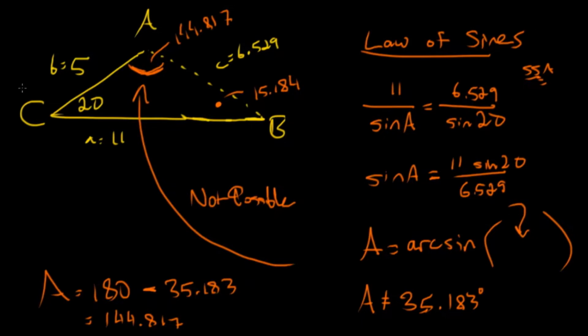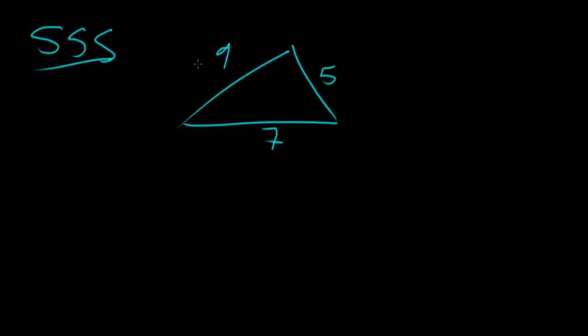And with that, I got one last example for you. It is, if given side, side, side, will the law of cosines work for us? Let's go ahead and say like 9, 7, and 5. All right, this is not a Pythagorean triple. This is not a right triangle.